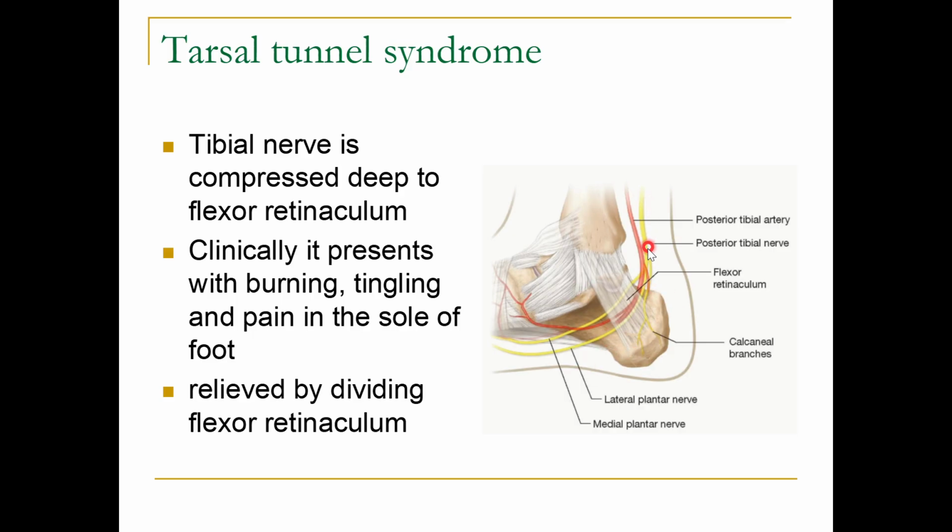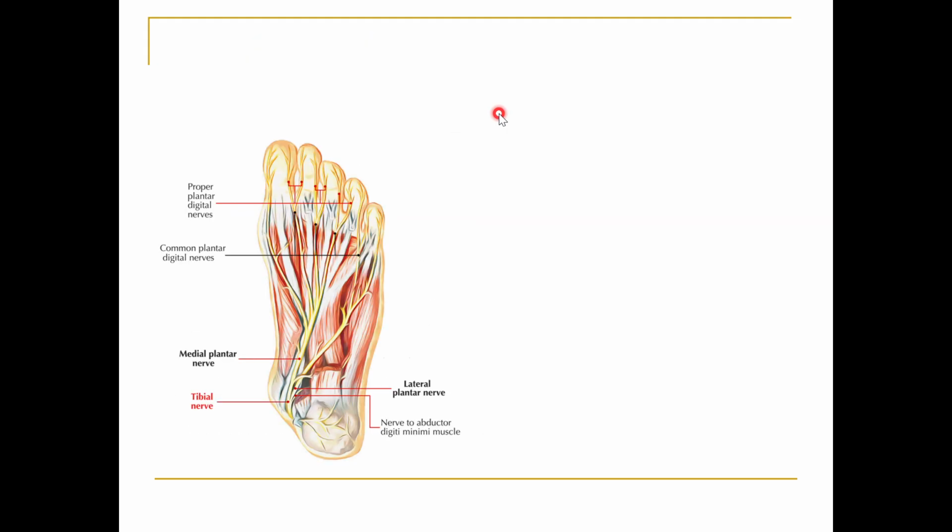So here you can see this is the tibial nerve and this is the posterior tibial artery which is running beneath the flexor retinaculum, and the compression of this nerve results in a syndrome which is called tarsal tunnel syndrome. Here you can see the tibial nerve dividing into the medial plantar nerve and the lateral plantar nerve.